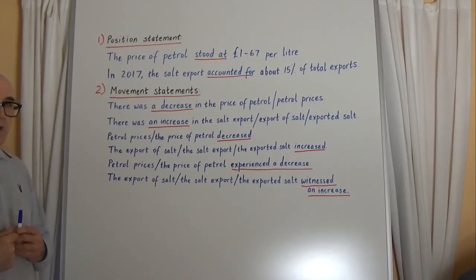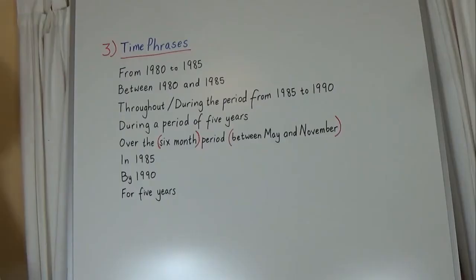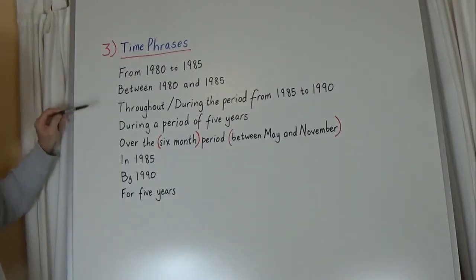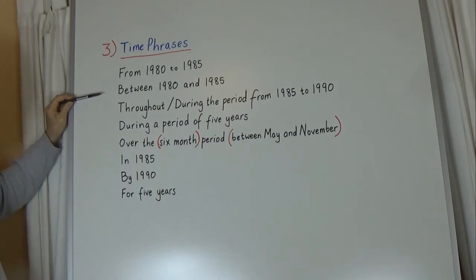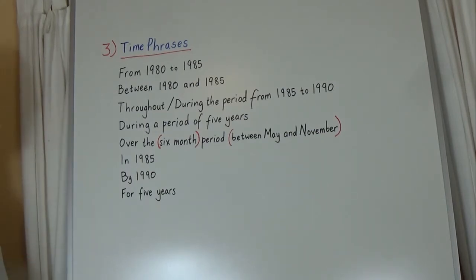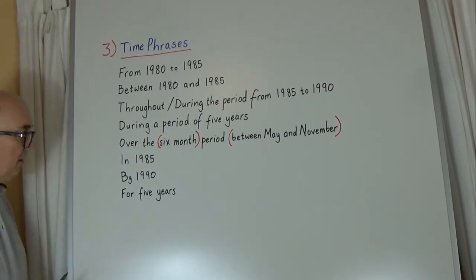Okay? Now we're going to have a look at some more expressions that we can use. So this is what we say for time phrases: from 1980 to 1985, but between 1980 and 1985. Now these phrases we can use with our other phrases to combine a more complex sentence for the IELTS Academic Writing exam. Throughout or during the period from 1985 to 1990, for example. It could be any year or period of years.